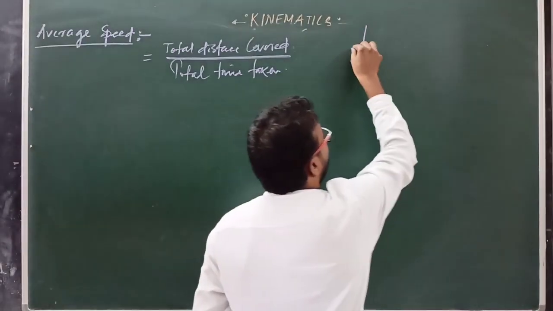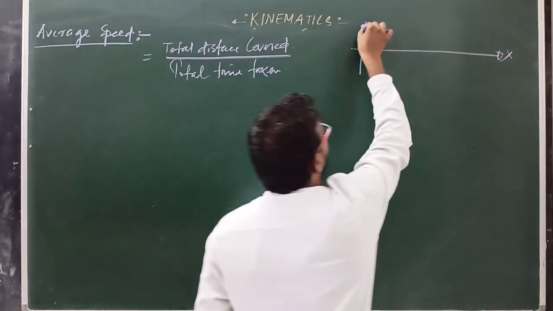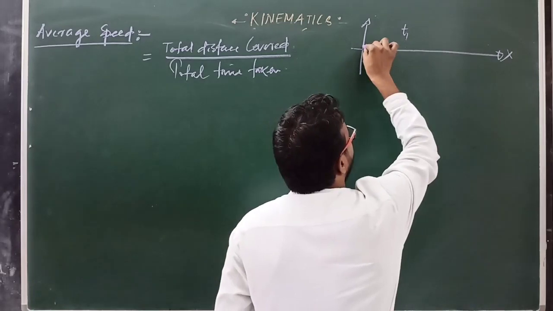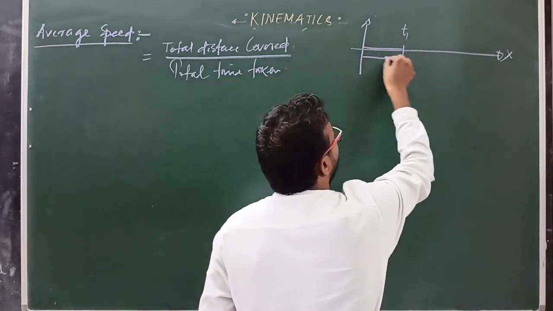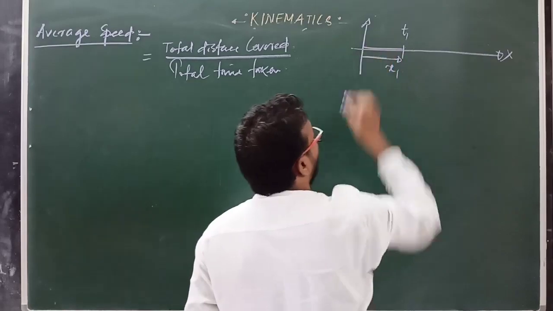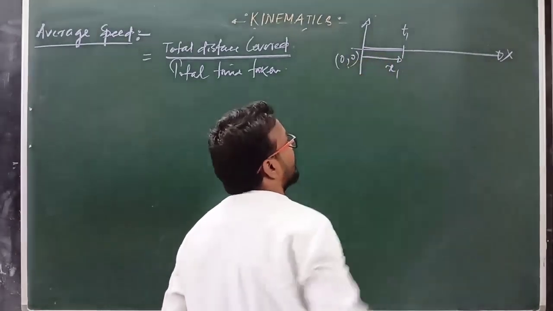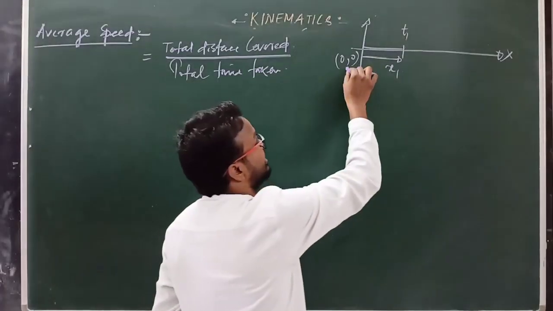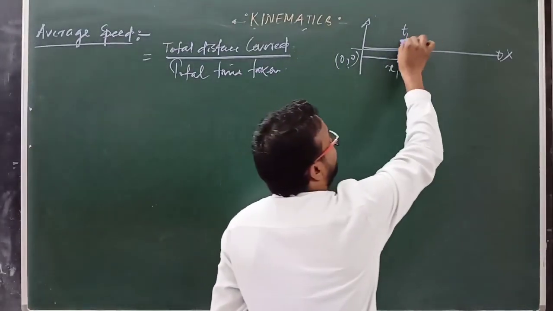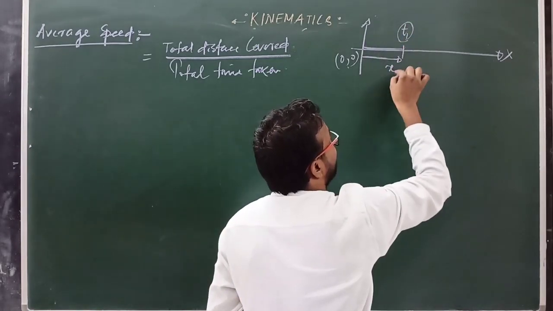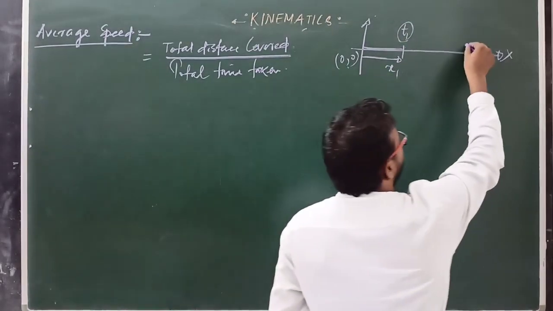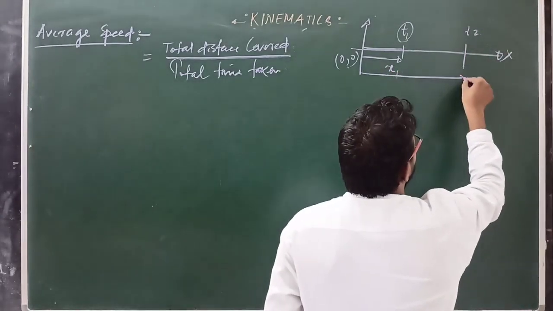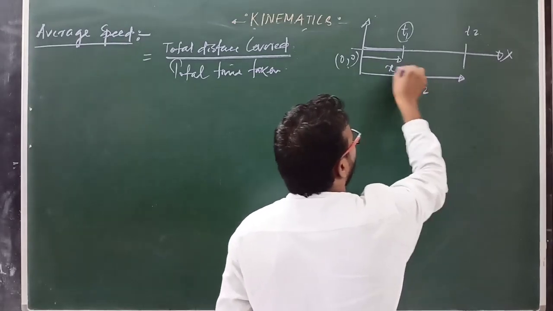Suppose for one dimensional motion, this is the x axis and y axis. Suppose at time t1, the particle is at a distance x1 from the origin. This is the origin. Clear? What is origin? Origin means the point from where we measure all the distances, where the coordinate system is 0, 0. Clear? At time t1, the particle is at a distance x1 from the origin. After a certain time interval, at time t2, the particle is at a distance x2 from the origin.